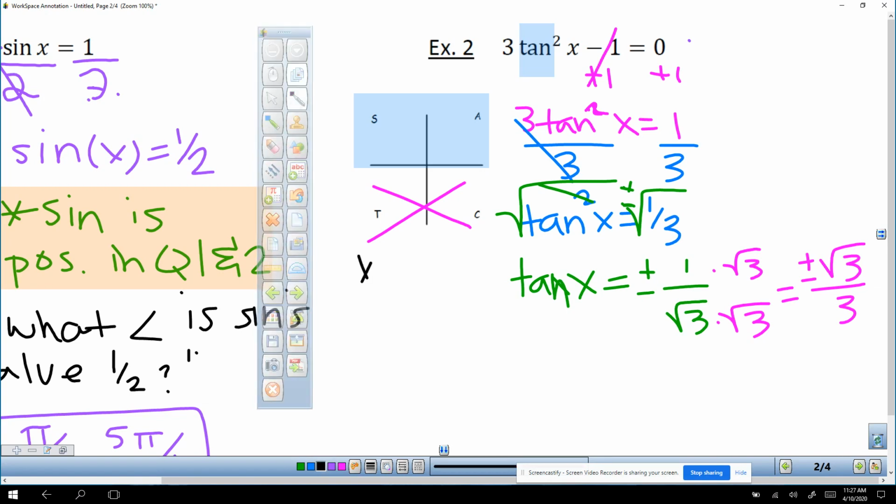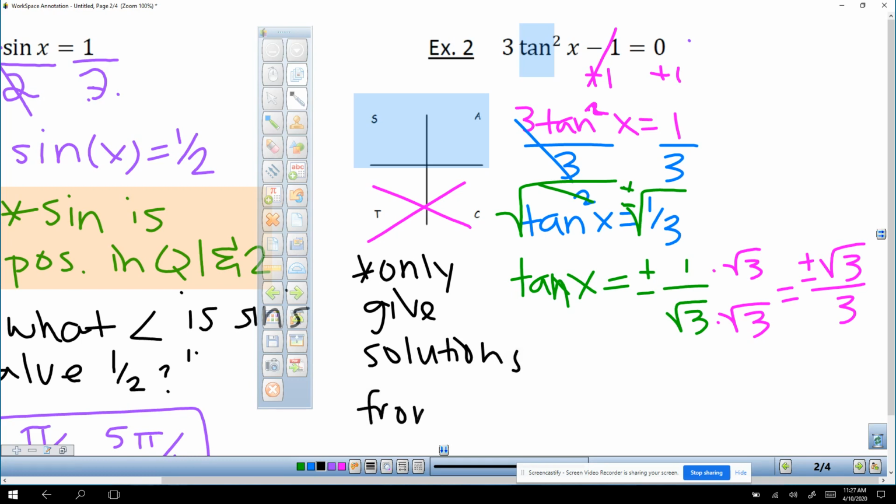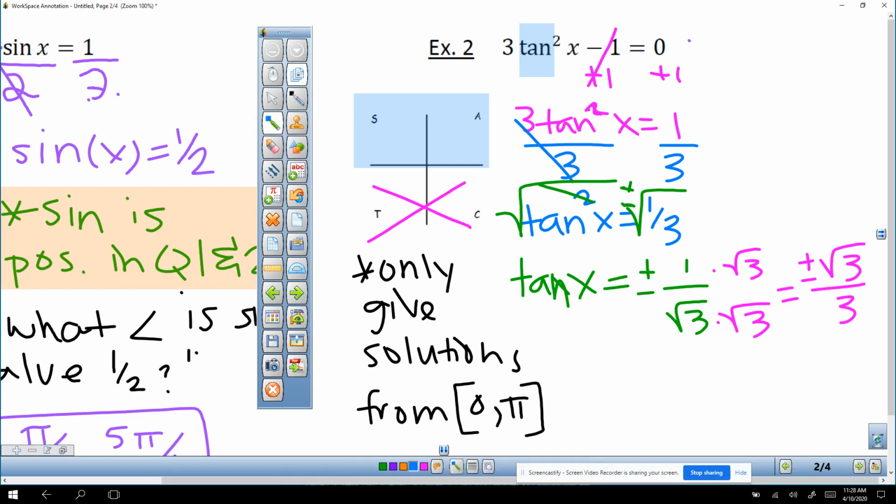Here, if you want to make a note of that, the reason we're limiting to those two quadrants, we are only giving solutions from 0 to pi. Oh, let me undo that. There we go. Okay, so that's why we reduced it to those two quadrants.